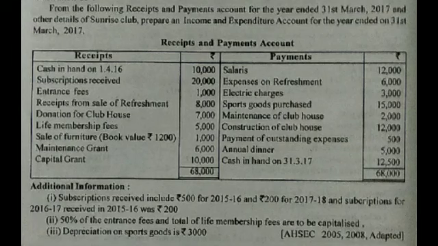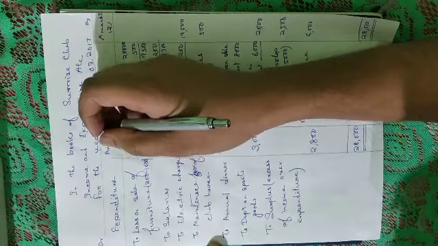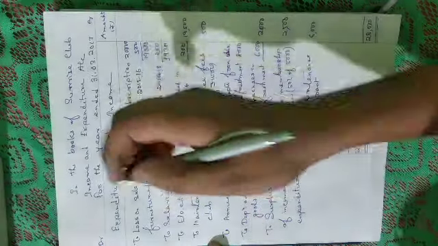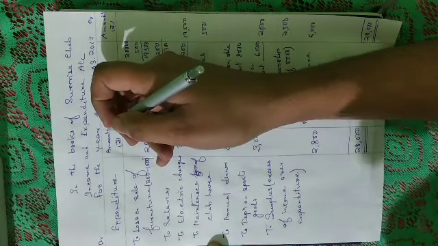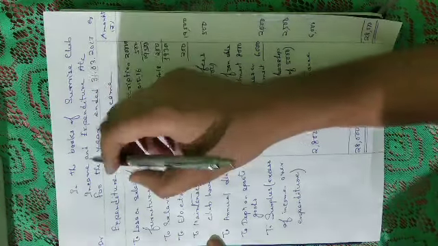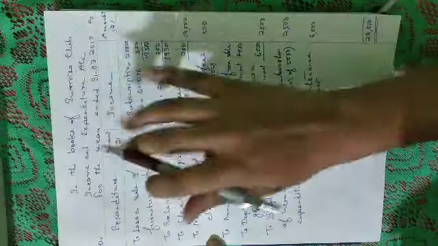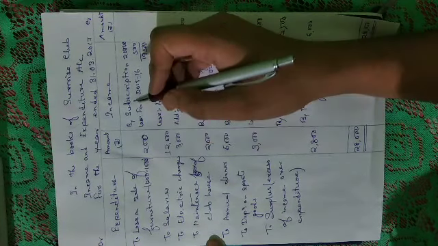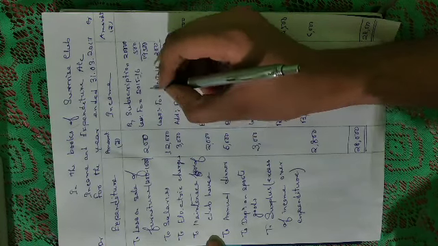Now we solve the third numerical problem. First of all, you note down the question. For saving time, I solve the question. Now I discuss how I solve it. In the books of Sunrise Club, as earlier, the total format is written. Now as I told, at first we have to write on the income side subscription. In the question, subscription is rupees 20,000.